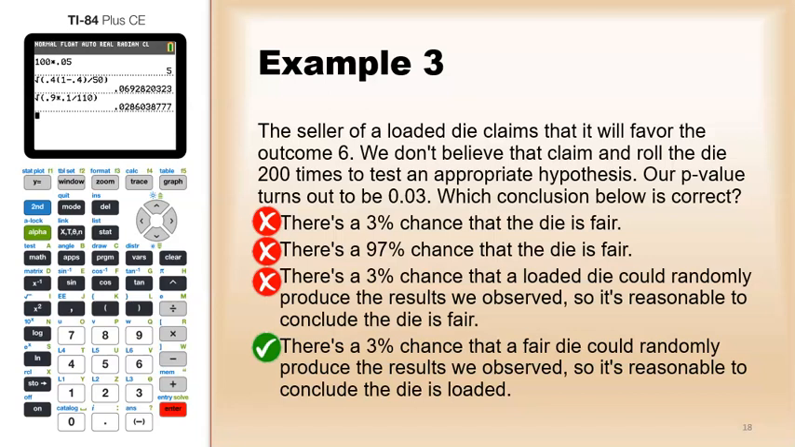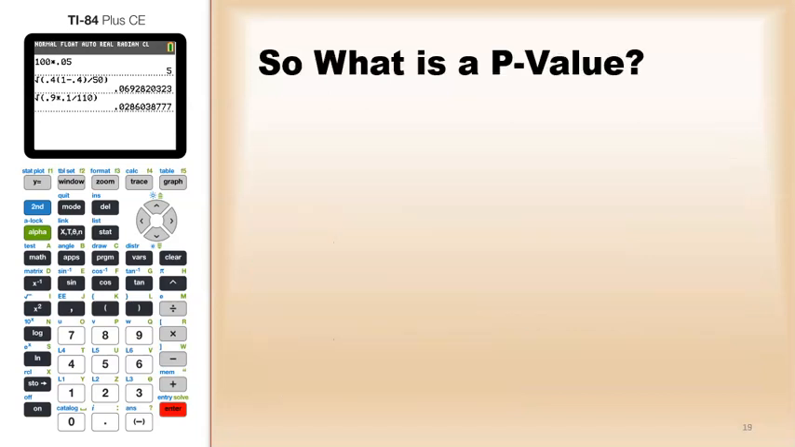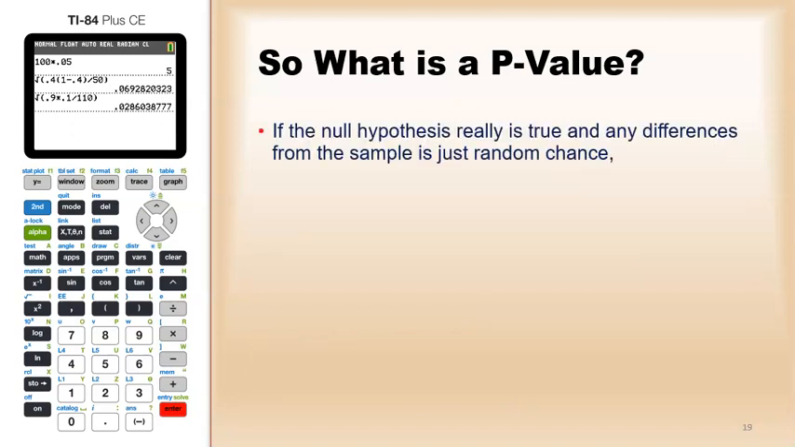So, if we assume the die was fair, there's a 3% chance that a fair die could get these results. So it's reasonable to conclude the die is loaded. So what is a p-value in general? Well, again, we always start off assuming the null hypothesis really is true, and any differences in the sample are just random chance.